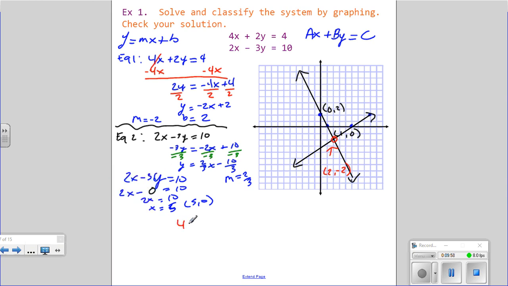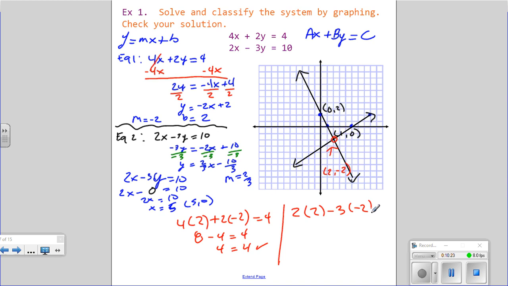So we have 4 times 2 plus 2 times -2, and we're checking to see if that is equal to 4. So 4 times 2 is 8. 2 times -2 is -4. And yes, that is 4. So it works for the first equation. Let's check the second equation. So 2 times 2 minus 3 times -2 should equal 10. So that's 4. -3 times -2 is +6. And yes, that equals 10. So our solution is (2, -2).